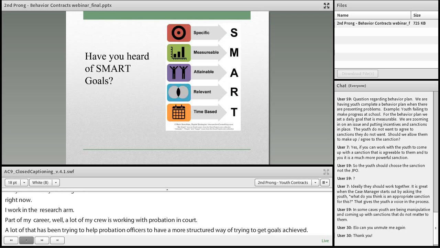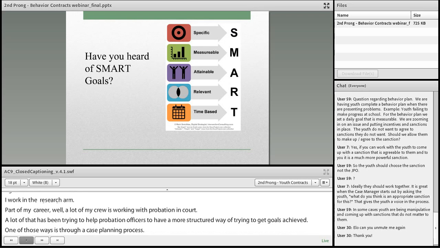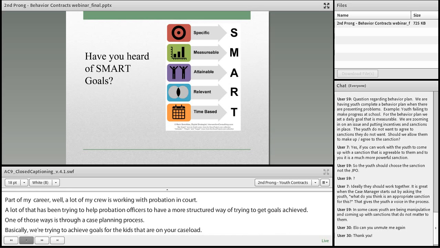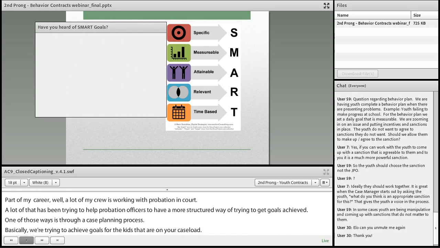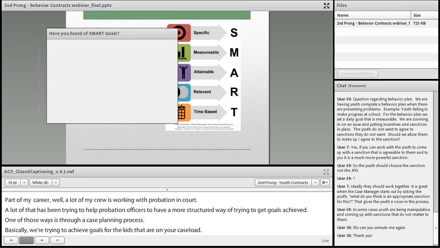Before we go too far into this, I just wanted to find out how many of you are familiar with the SMART acronym, if you've had training in this, if it's something that makes sense. Have you heard of SMART goals?